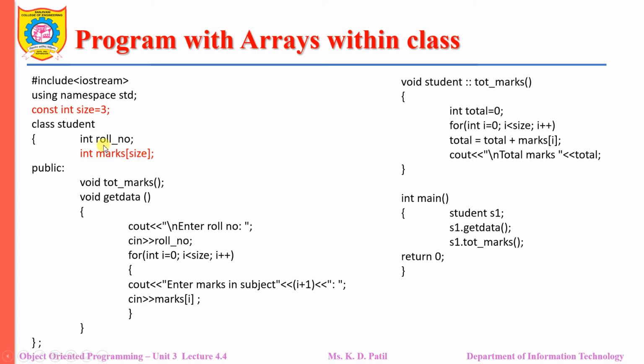Now let us see a simple program. Here I have roll number and marks of size 3 as an array. I have two member functions, total marks and get data. Now let me show you the main function. Here S1 is the object of the class student. When the get data function is called with the statement S1 dot get data, this definition will be executed, and in that definition the roll number is accepted from the user and after that the marks of 3 subjects are accepted.